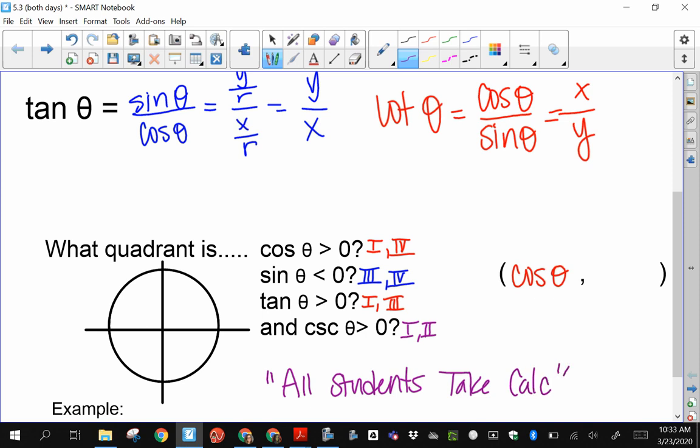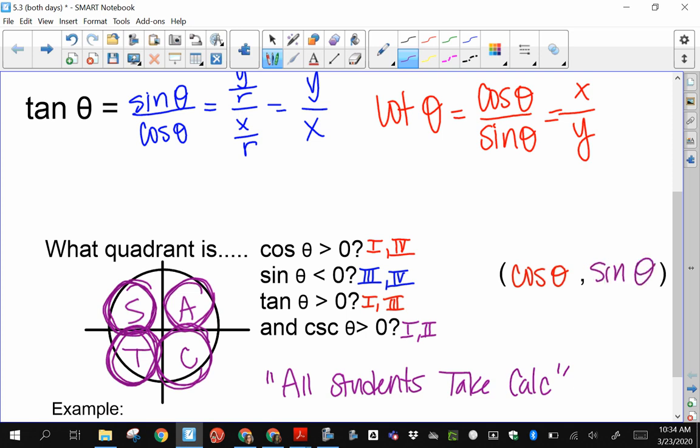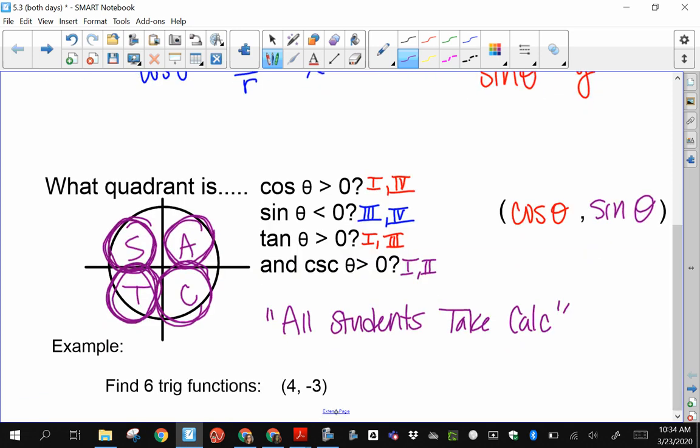And if you use those letters A, S, T, and C, what those are referencing are the quadrants in which trig functions are positive. All trig functions are positive in quadrant 1. Sine is positive only in quadrant 2. In quadrant 3, tangent is positive only. All the others are negative. And then C in the 4th quadrant would stand for cosine. So all students take calculus. Help us remember where sine and cosine are positive throughout the unit circle.